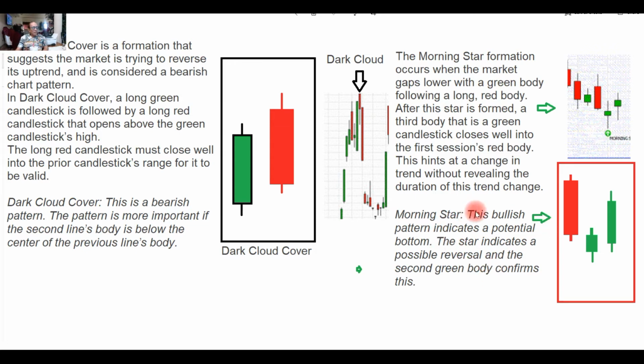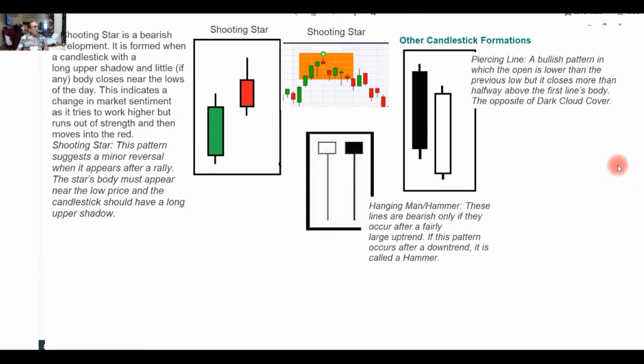The morning star, this is a bullish sign, a pattern indicating, right, that we're reaching the bottom. And we're going to come back. The morning star occurs when the market gaps lower. Here we got another one, and then this is the shooting star. It's going up, and then the shooting star shows up at the top, but it's red. So we have to be careful because there might be a change in trend, and this is how it happens.